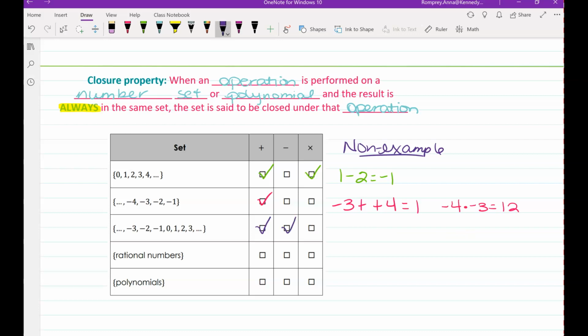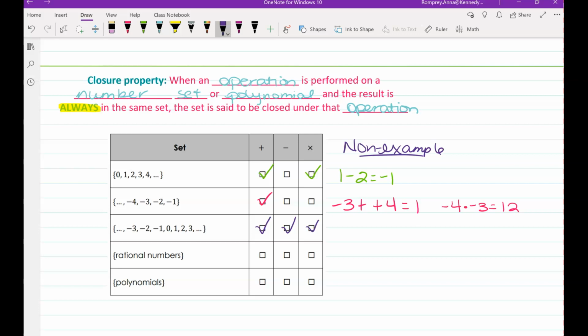How about multiplication? Well, if I multiply any two positive whole numbers, it's going to stay positive. Negatives, they'll become positive, but again, that's in our set. Negative times positive, negative, still in our set. So yeah, those are good. We have lots to choose from.